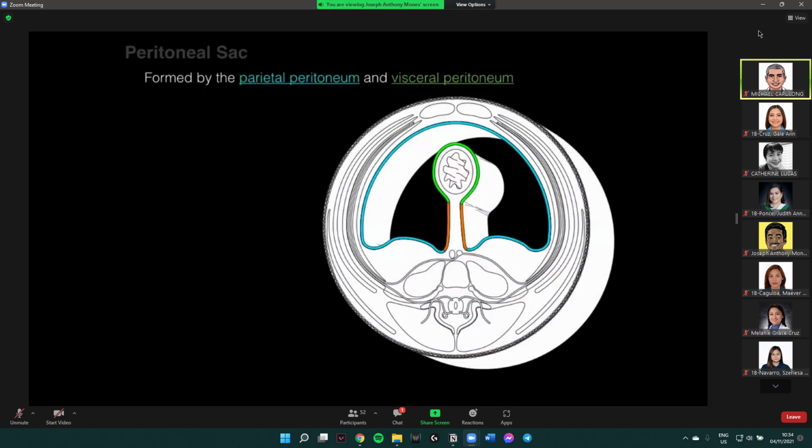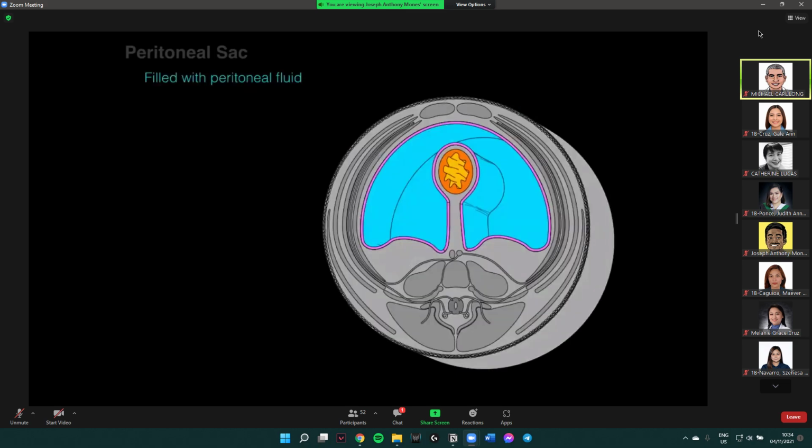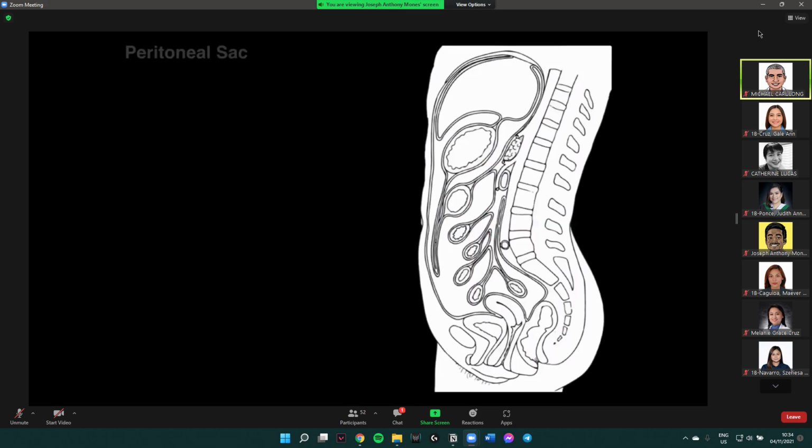Okay, so let's talk about the peritoneal sac. Peritoneal sac is formed by the parietal peritoneum in blue and visceral peritoneum in green, and it's the space between them, or basically the sac is formed by those, and it's filled with peritoneal fluid. Now, here we have in the sagittal section the following. There's our liver, and there's our stomach, and there's the pancreas and the duodenum, and there's the transverse colon, and those other 5 green circles are the small intestine.